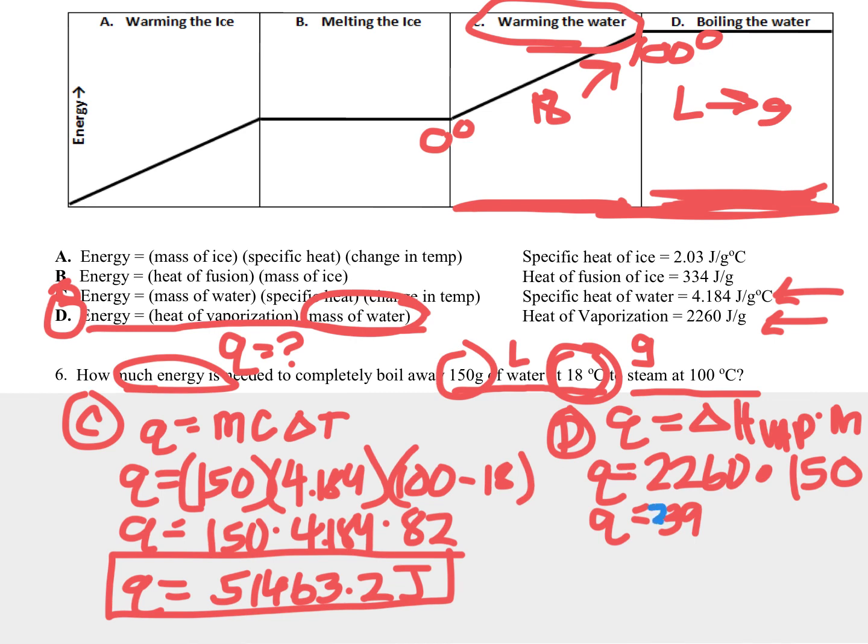339,000. Sorry, I had to switch up my color and make that correction. Okay, so 339,000 is what it ended up equaling. But that is your energy for D.